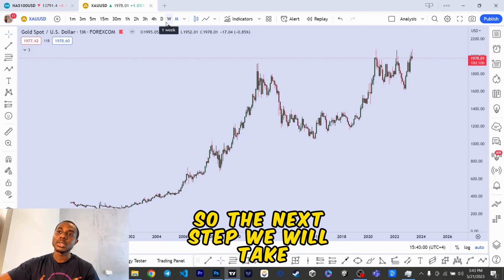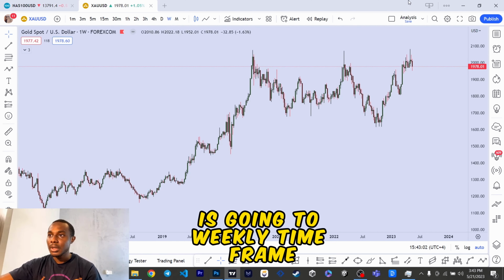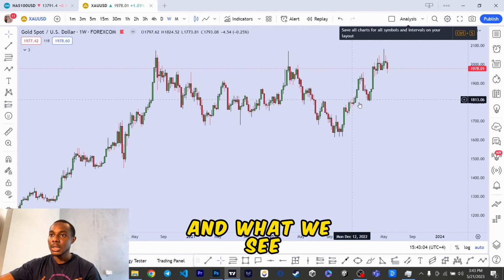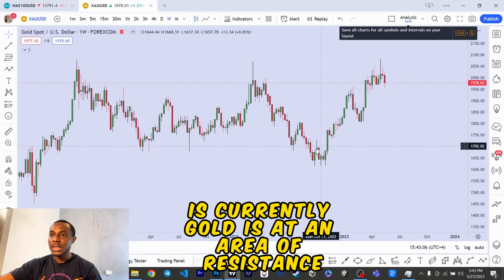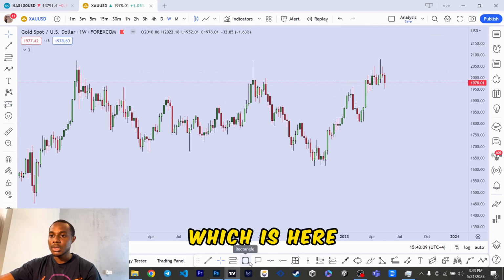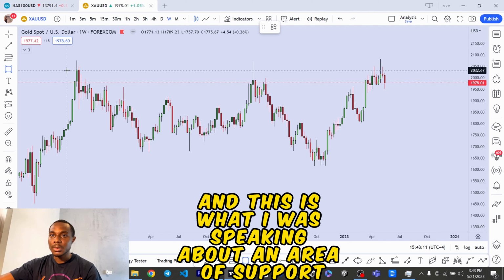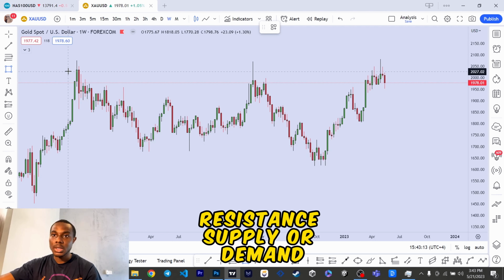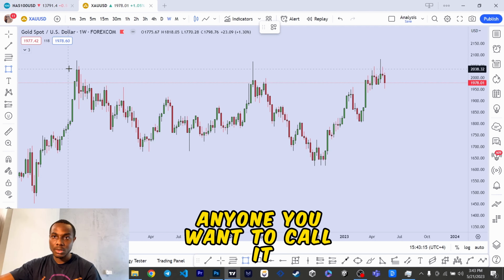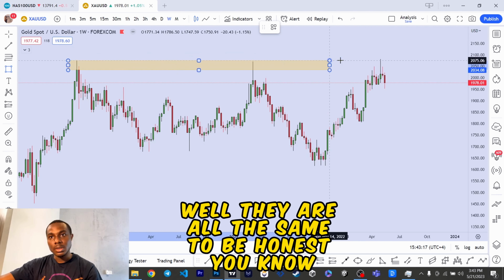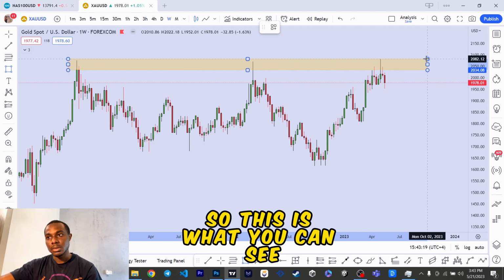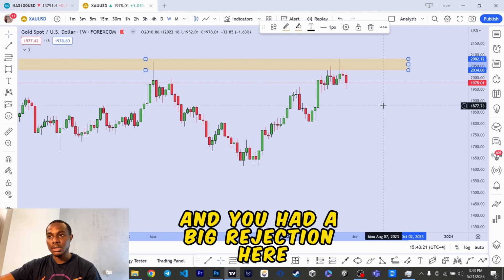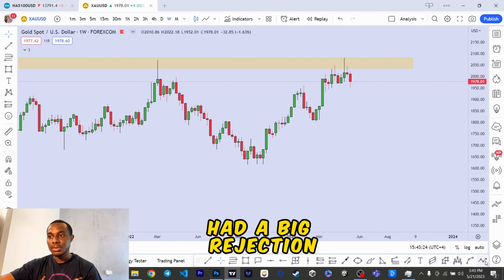So the next step we'll take is going to the weekly time frame, and what we see is currently gold is at an area of resistance, which is here. And this is what I was speaking about: an area of support, resistance, supply or demand, anyone you want to call it, but they are all the same, to be honest. And it had a big rejection here.